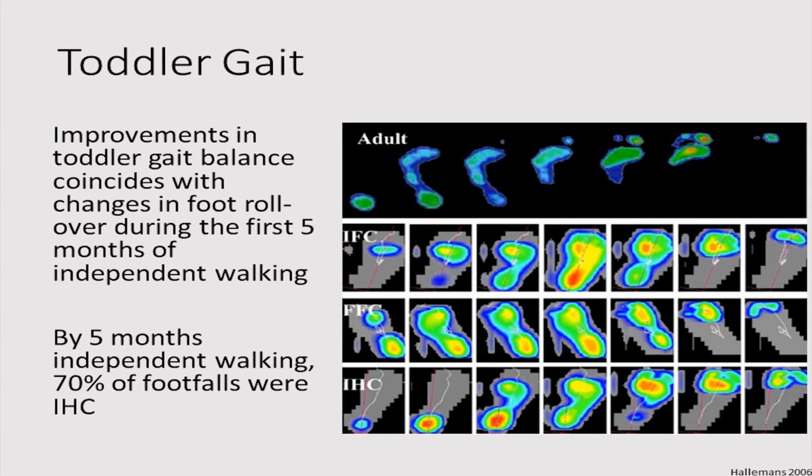So again, in those first 5 months, we see a lot of foot flat contact or toe heel initial contact with gait. After those first 5 months, approximately 70% of the footfalls are initial heel contact. So again, in those first 5 months of walking, we don't expect to see knee extension, hip extension, initial contact with the heel. But by 5 months of walking experience, we expect to see that approximately 70% of their footfalls are initial heel contact.